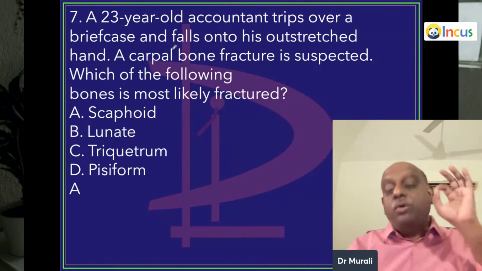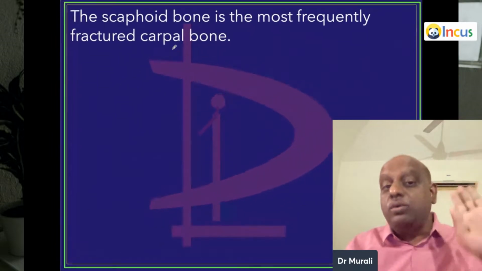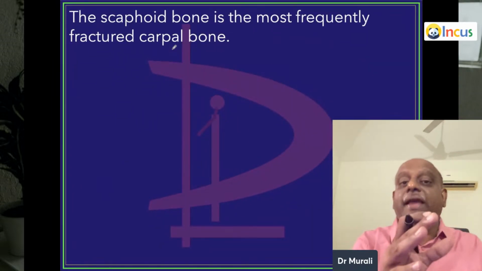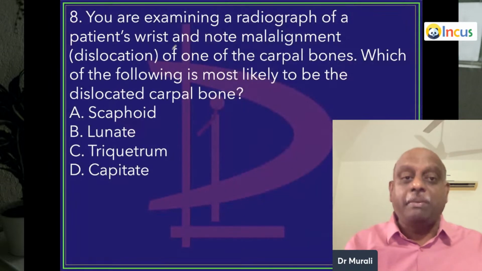A 23-year-old falls on the outstretched hand, a carpal bone is fractured. Scaphoid is the most common carpal bone to get fractured in an outstretched hand fall, and that leads to tenderness in the anatomical snuff box, is what you need to remember.